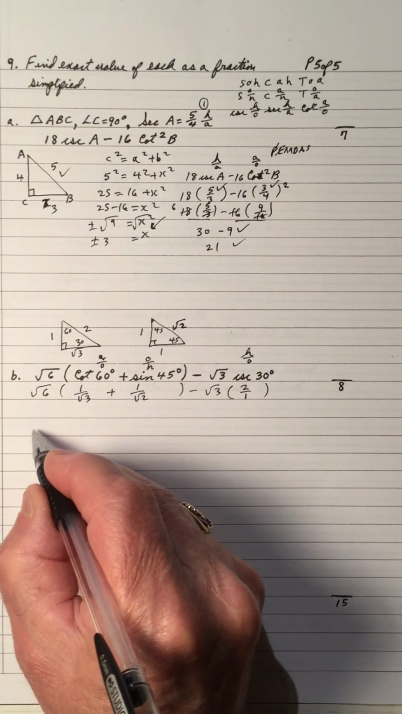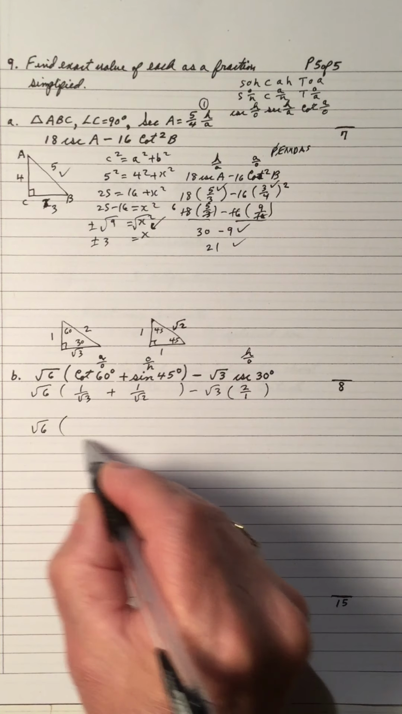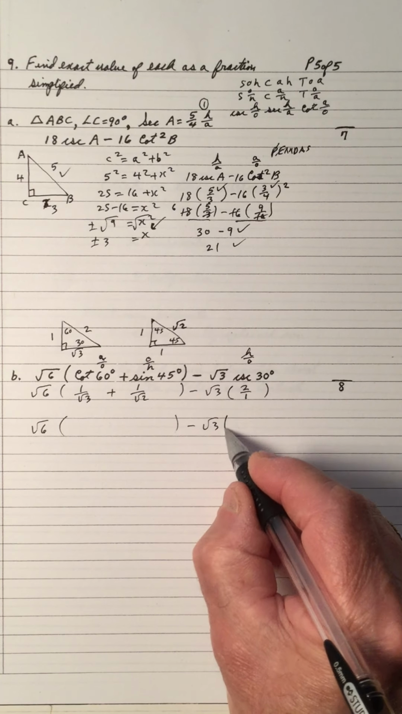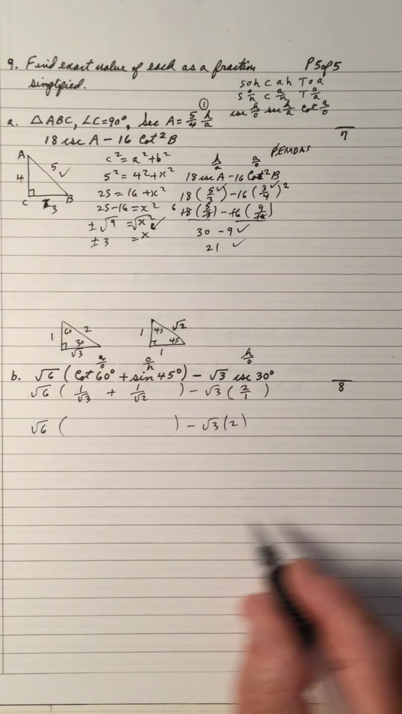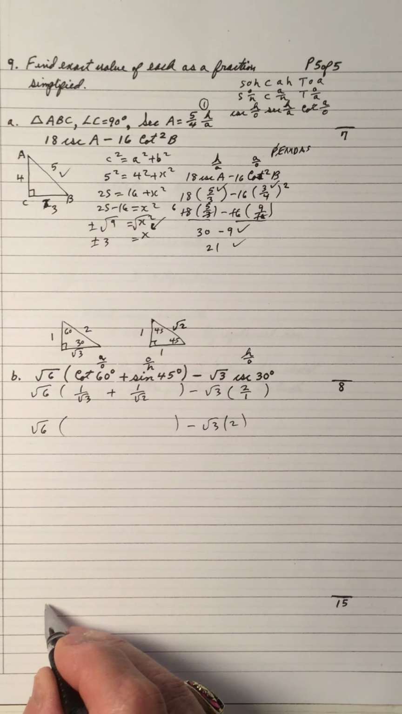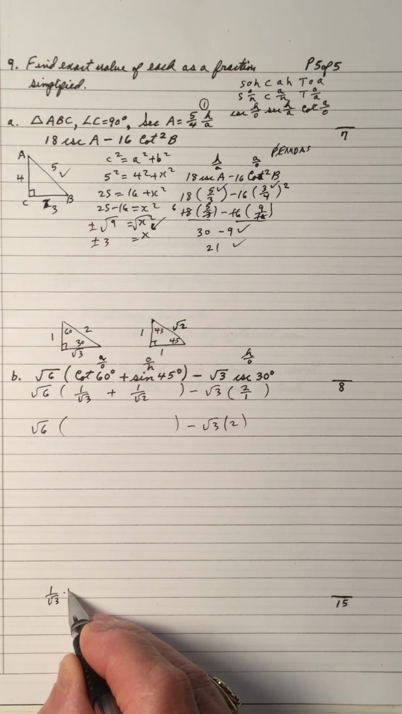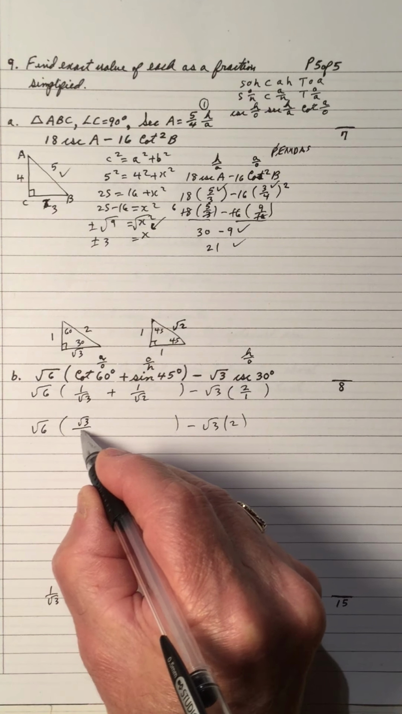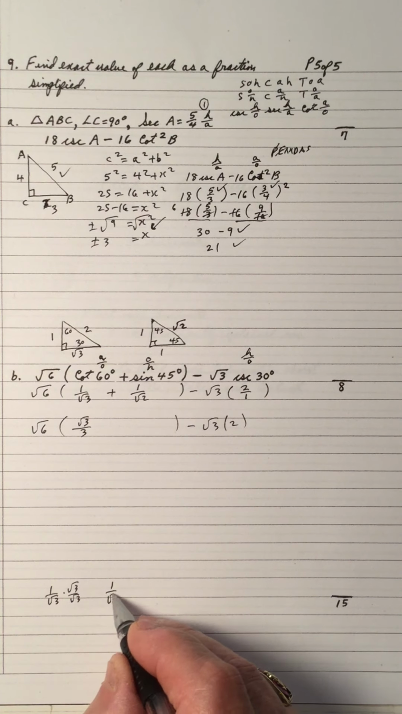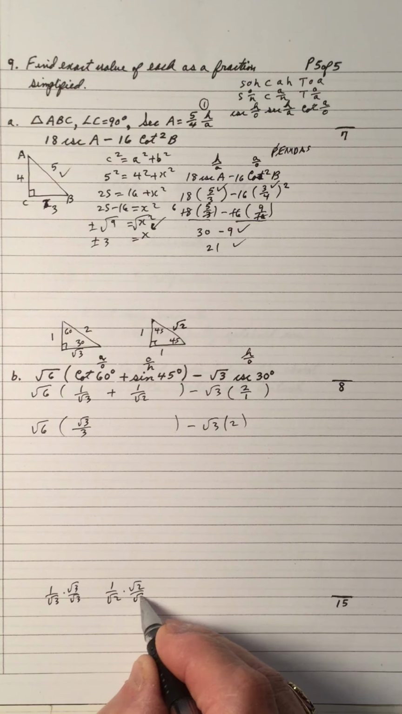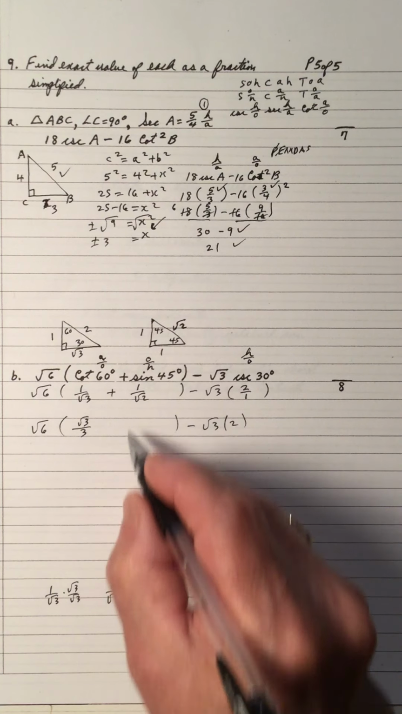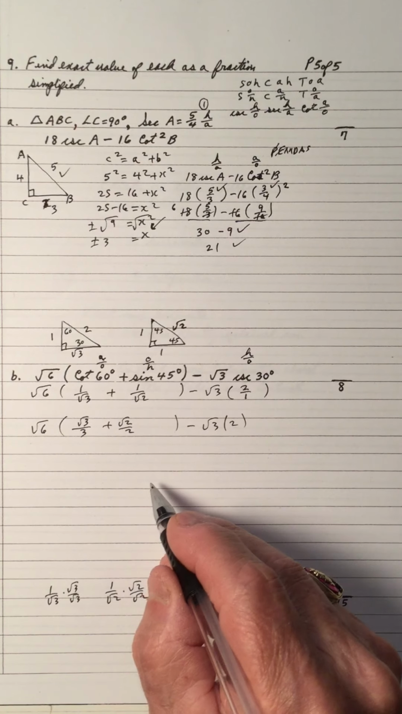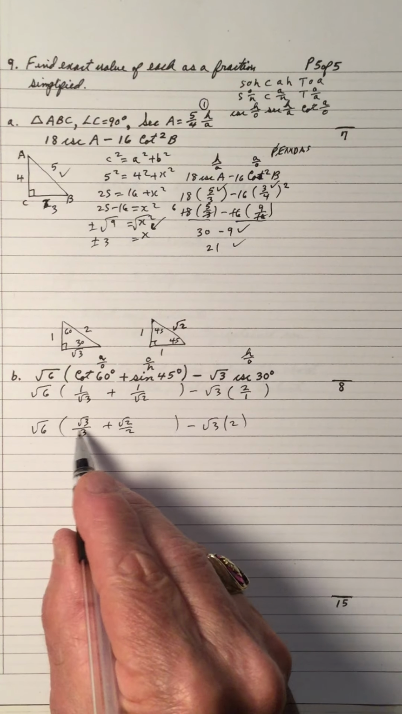So what we have now, we have to simplify. So 2 over 1 is just a 2. That's okay. Now I'm going to rationalize the denominators. So 1 over root 3 times root 3 over root 3 gives me root 3 over 3. And 1 over root 2 times root 2 over root 2 gives me root 2 over 2. So I have them simplified. Now, you can't add these because they're not like terms.